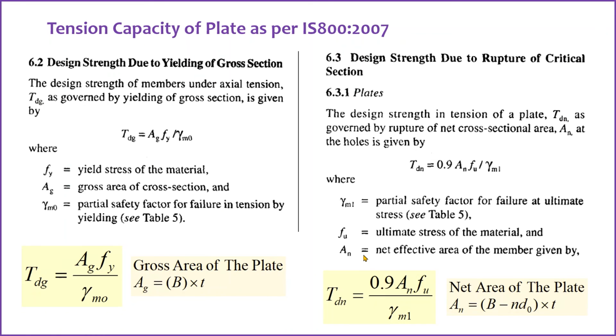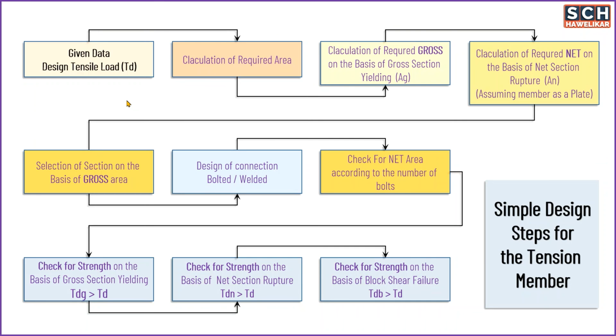Here again we'll see the diagram, that is, the flow chart of the design. We need design force, and after getting design force, the next step will be the calculation of area, and after getting area we'll calculate the number of bolts required or the length of weld required, and then we'll go for the net area check. Lastly we need to check the strength of the member, and that must be greater than the design tensile load.